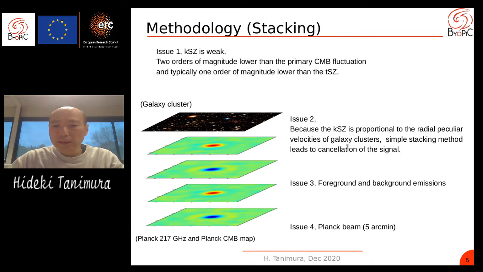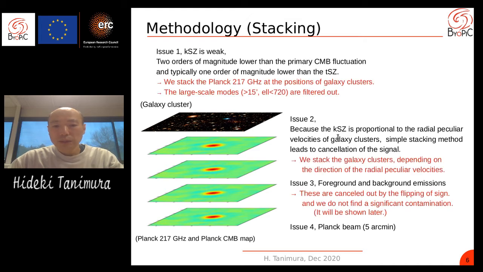To measure the KSE, we use the stacking method, but there are several issues. First, the KSE is weak. Especially it is 2 orders of magnitude lower than the primary CMB fluctuation. So we use the stacking method to increase the signal to noise, but simple stacking doesn't work because the galaxy clusters can have positive and negative velocity, and the KSE is cancelled out in simple stacking. Also, there are strong foreground-background emissions and the Planck beam.